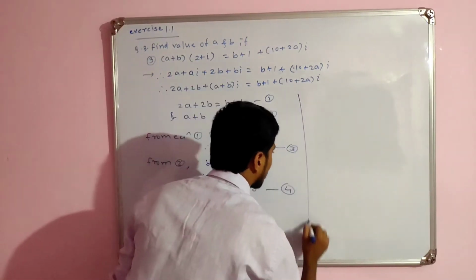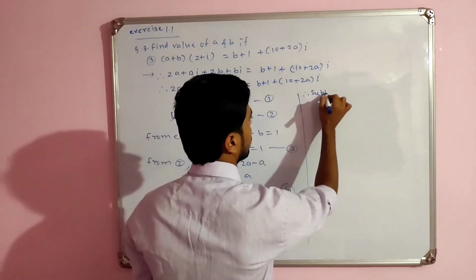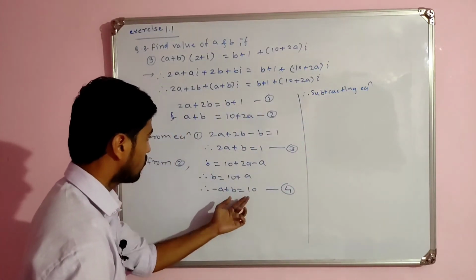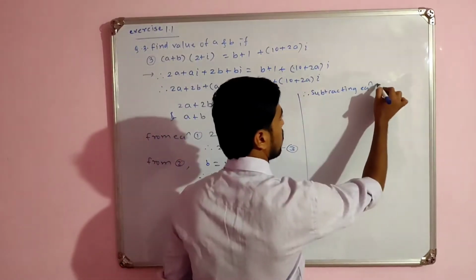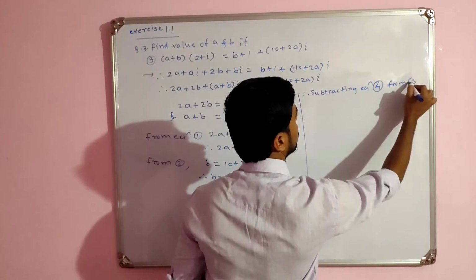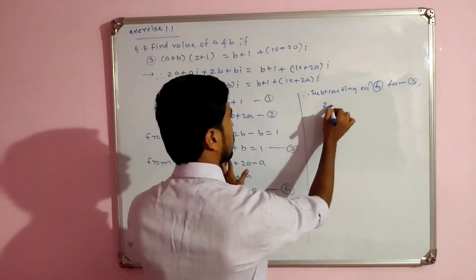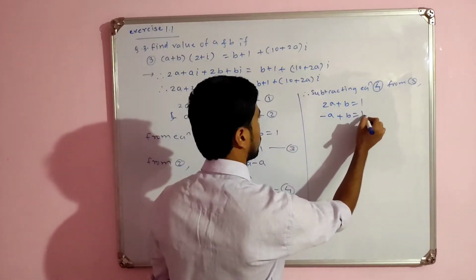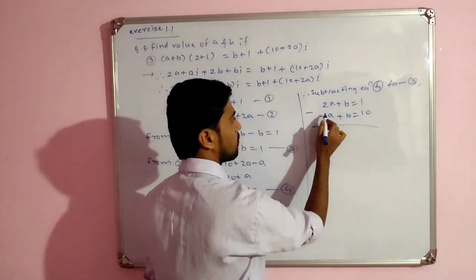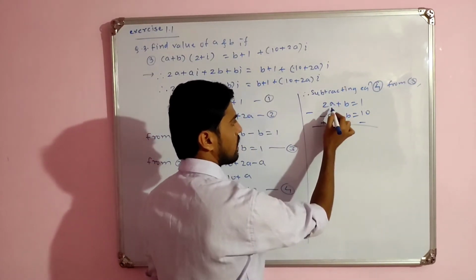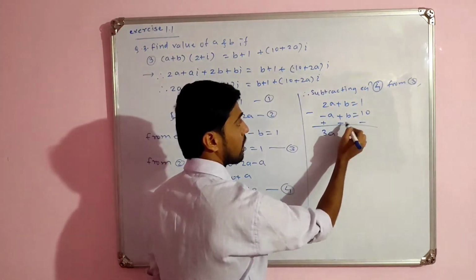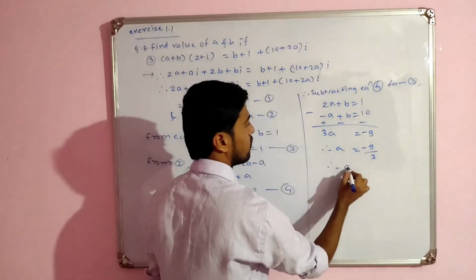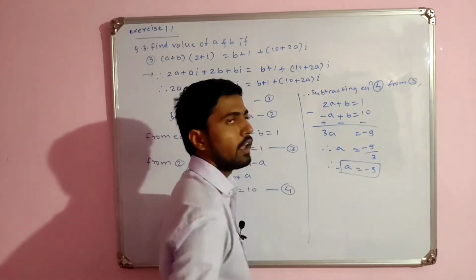So subtracting equation 4 from 3. Equation number 3 is twice a plus b equal to 1, and minus a plus b equal to 10. Subtracting, so change the sign: minus is plus, plus is minus. Twice a plus a, which is thrice a, plus b minus b getting cancelled, and 1 minus 10, which is equal to minus 9. So a is equal to minus 9 upon 3. So a is equal to minus 3. This is the value of a.